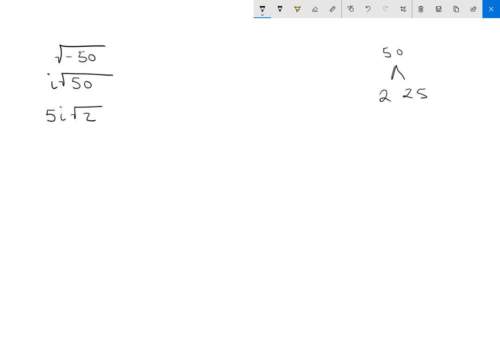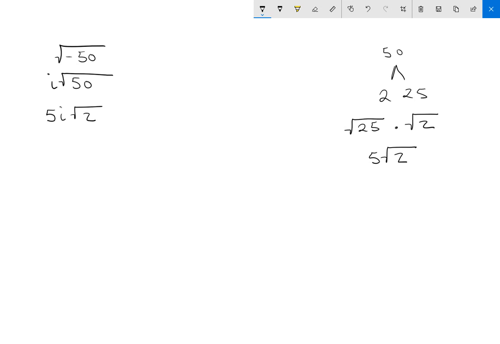If you wanted to see that worked out, think of it like this. The square root of 25 times the square root of 2. Square root of 25 is 5. 2 doesn't have a perfect root, so we'll just leave it as radical 2.